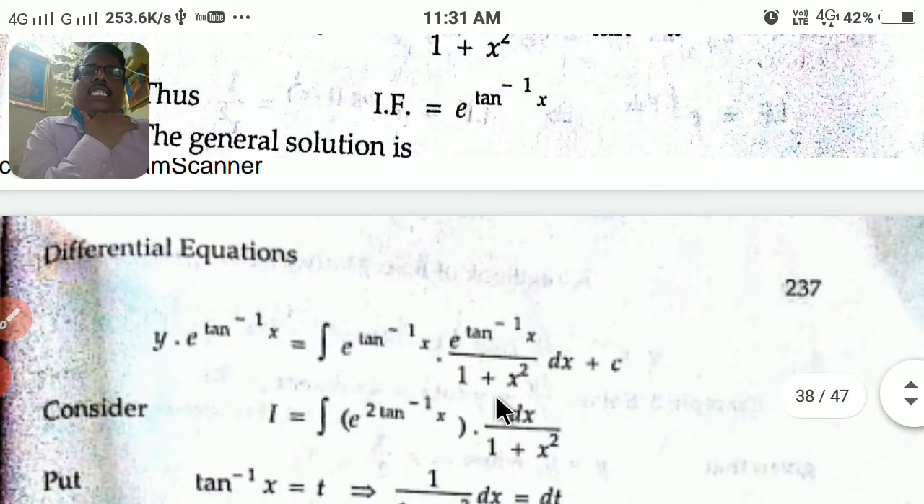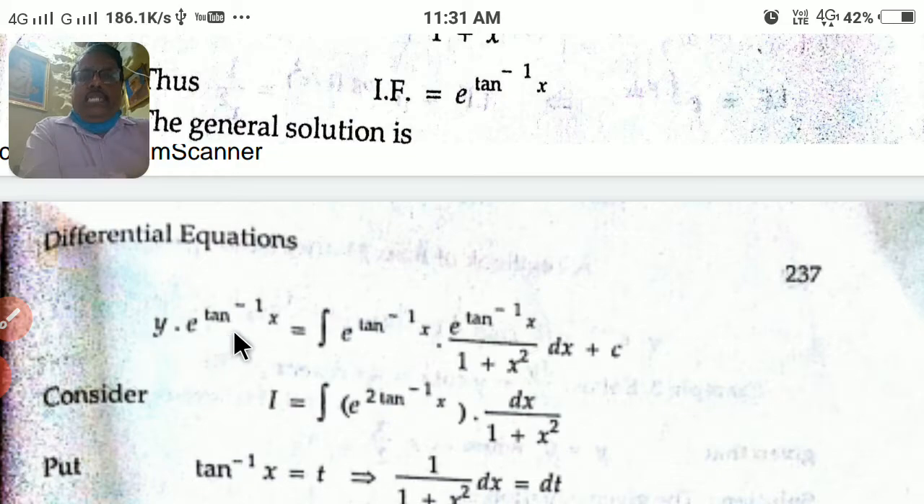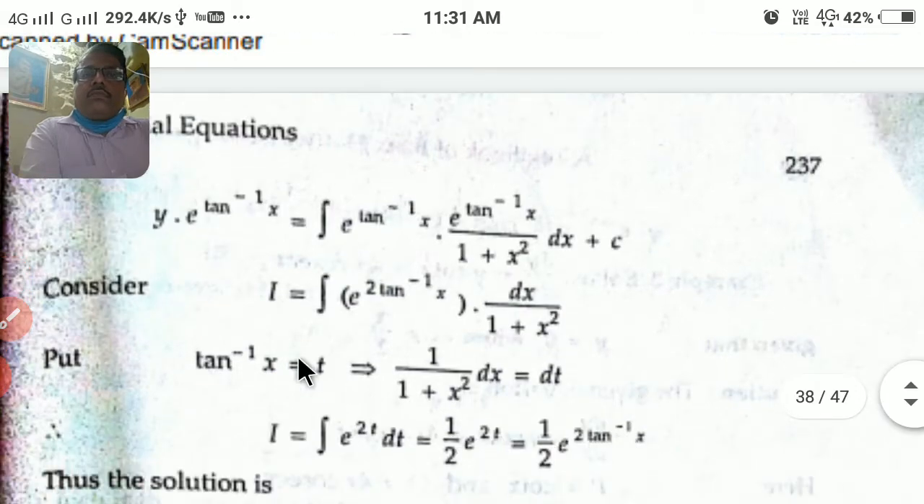So therefore the general solution is y into the integrating factor, that is e raised to tan inverse x, which is equal to integration of Q, again e raised to tan inverse x, into the integrating factor e raised to tan inverse x divided by 1 plus x square dx plus c. Now to integrate this one, this can be written as I is equal to integration of e raised to tan inverse x into e raised to tan inverse x, which is e raised to 2 tan inverse x, dx by 1 plus x square.